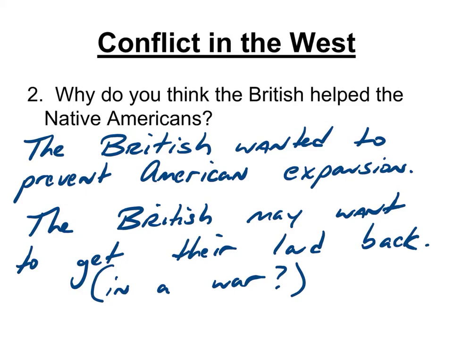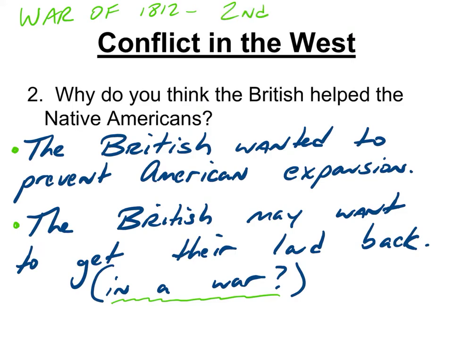So the British probably wanted to prevent America from expanding, but I kind of hinted at this ulterior motive earlier. The British may also see the United States as vulnerable and weak, and if the British can get us in a war, maybe the British think they can get their land back. This war, the War of 1812, is often referred to as the Second War for Independence. You think about what we could lose if we lose this war to the British.